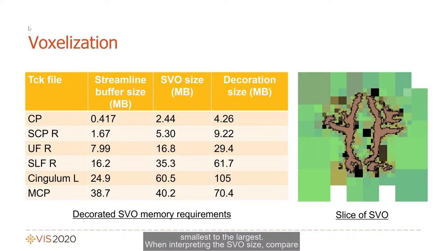When interpreting the SVO size, compare to the 2 gigabytes required for a dense array of floats at the same resolution. This representation achieves good compression, even though our data is not sparse in the interior of dense fiber bundles, as shown in the image on the right.